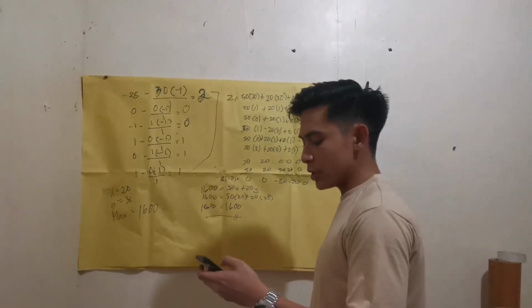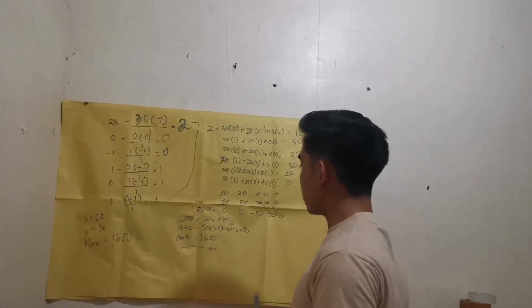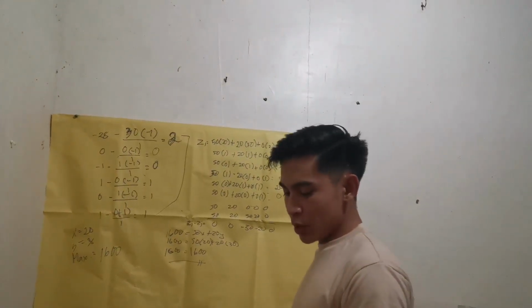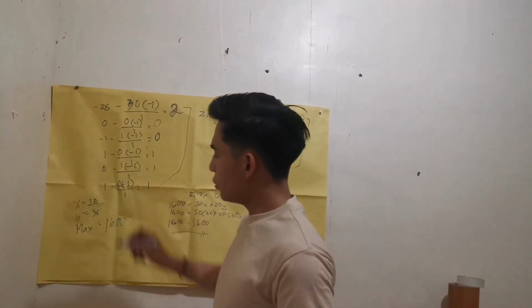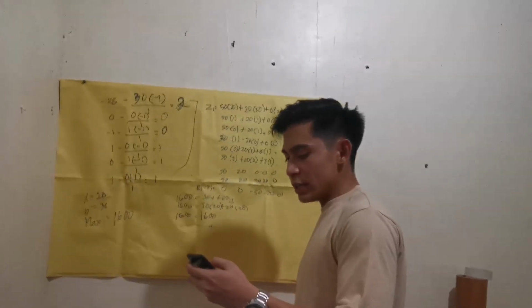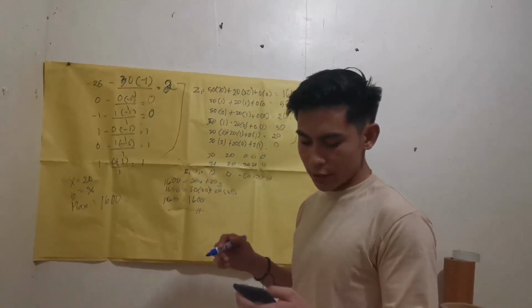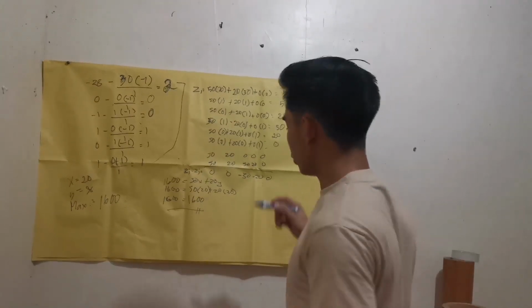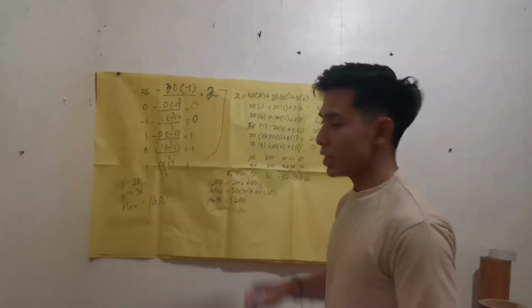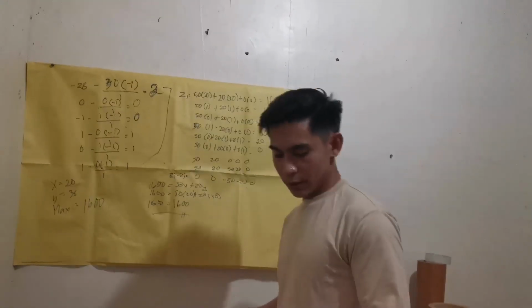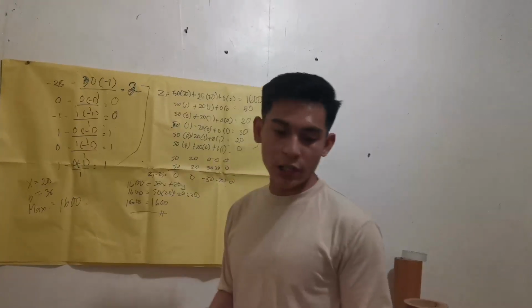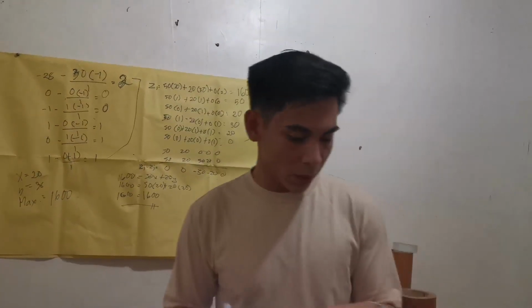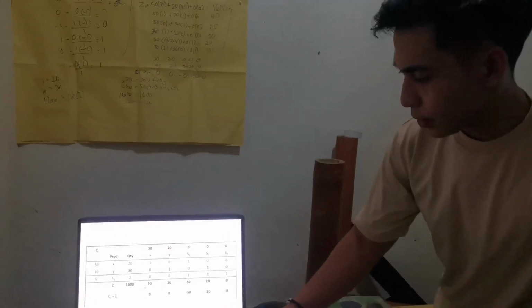So it indicates that the maximum profit is obtained when x is equals to 20 units and y is equals to 30 units, resulting in a total profit of $1,600. Yun, nakuha na natin. So, let's move on to the last problem. Problem 3.